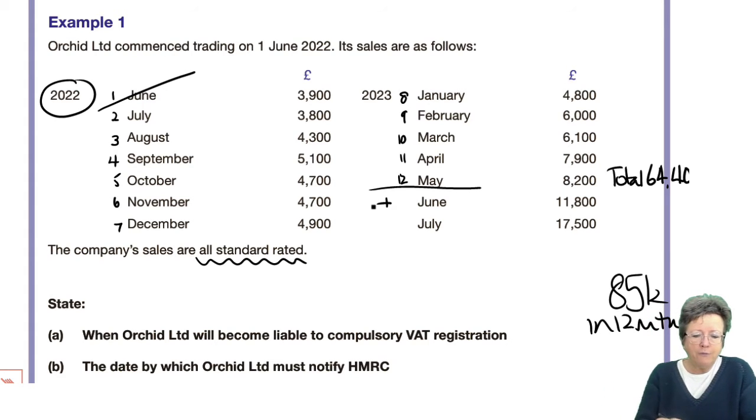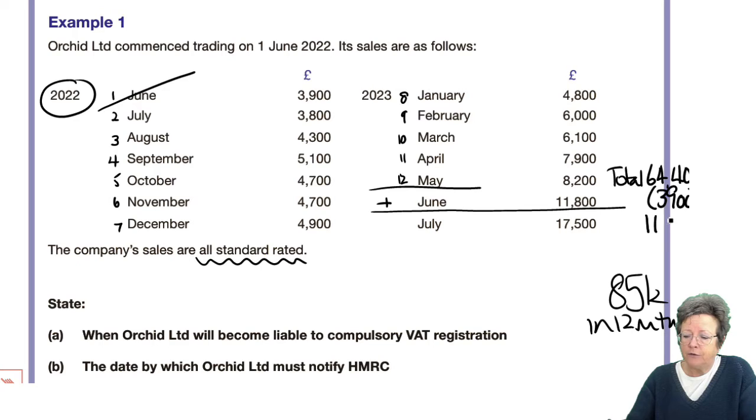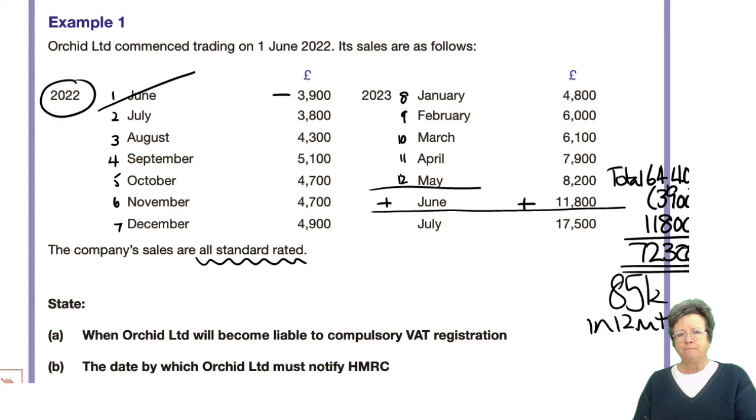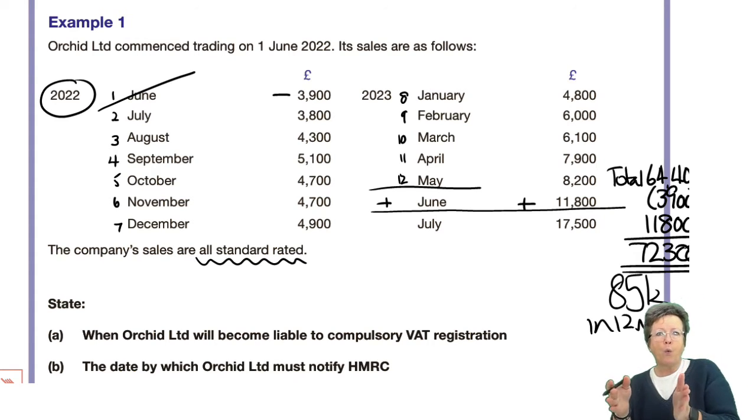So if we now add up July, August, September, October, November, December, January, February, March, April, May, and June, what we've technically done is deducted 3,900 because we've taken that one off, and we've added on 11,800. Now that is only 72,300. We're not quite there yet. So what we need to do now is to do it again. We roll it forward 1 month.